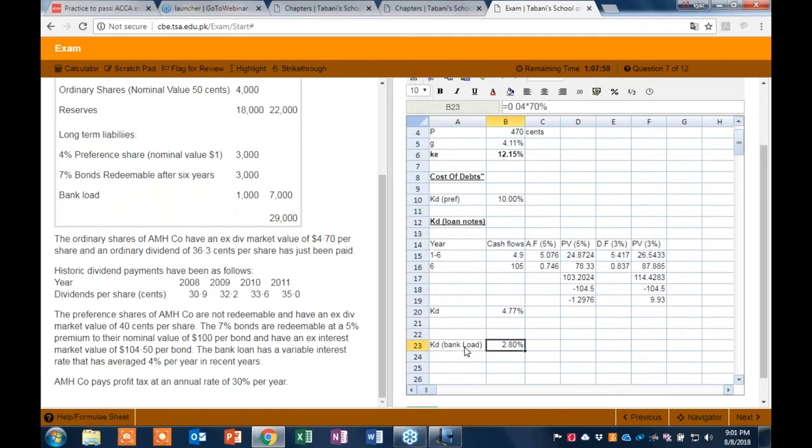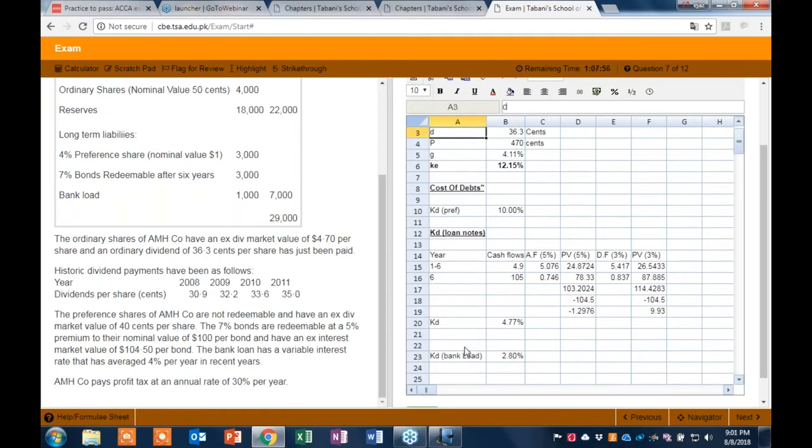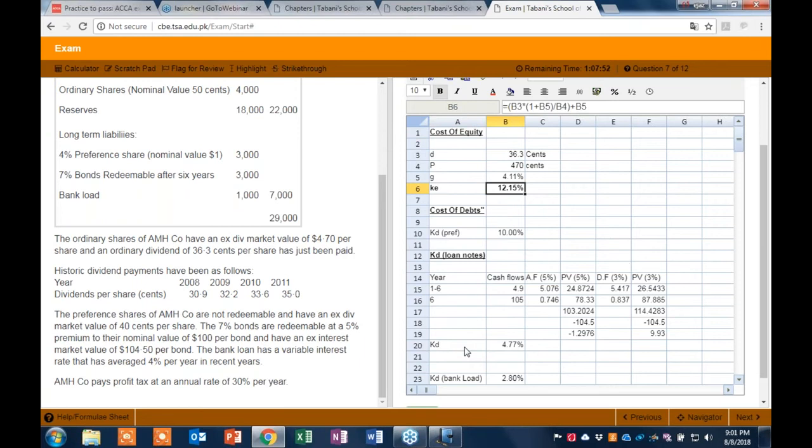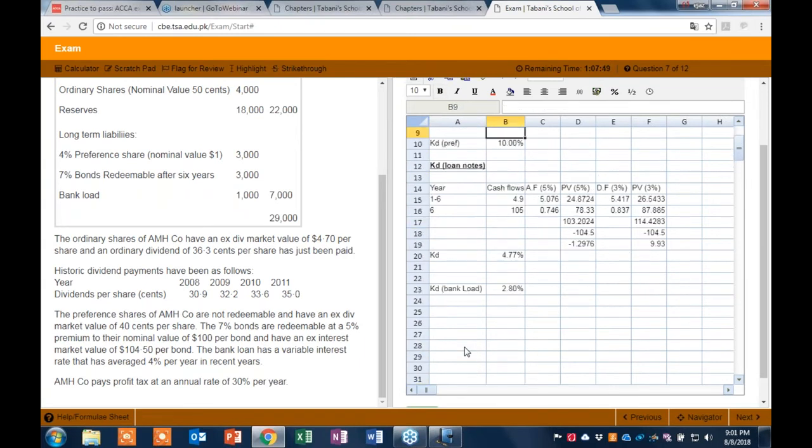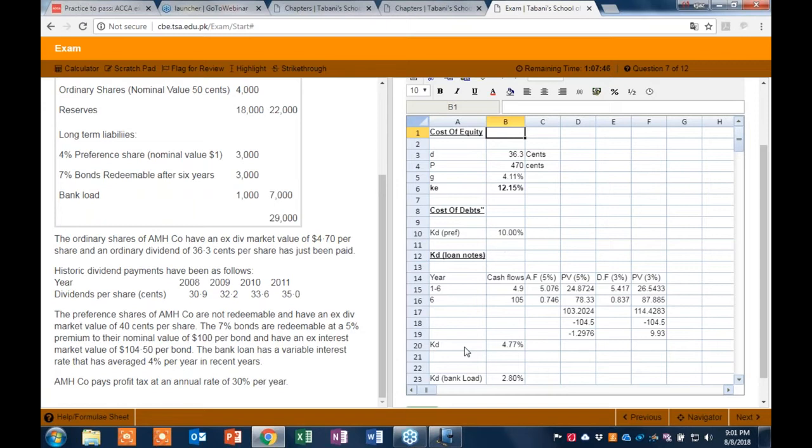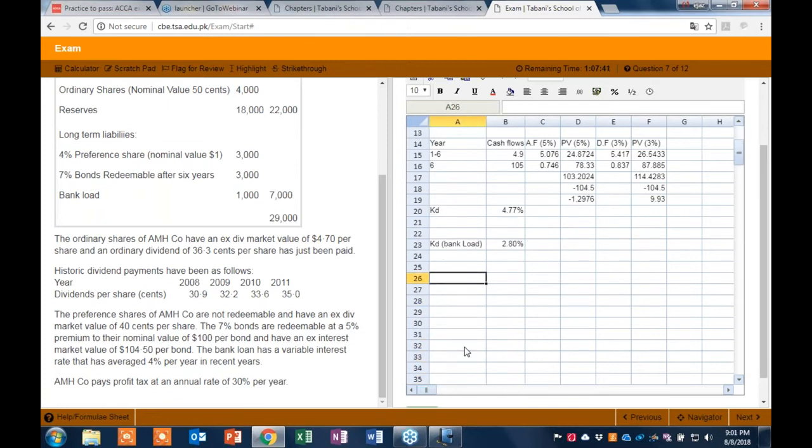Here we go. Okay, and we have also calculated the cost of equity, which is 12.14%. Now we have to calculate the weighted average cost of capital. According to the question, we must use market values for calculating it. What does this mean? It means that we have to calculate market values first. First, we have to calculate the market value of equity.